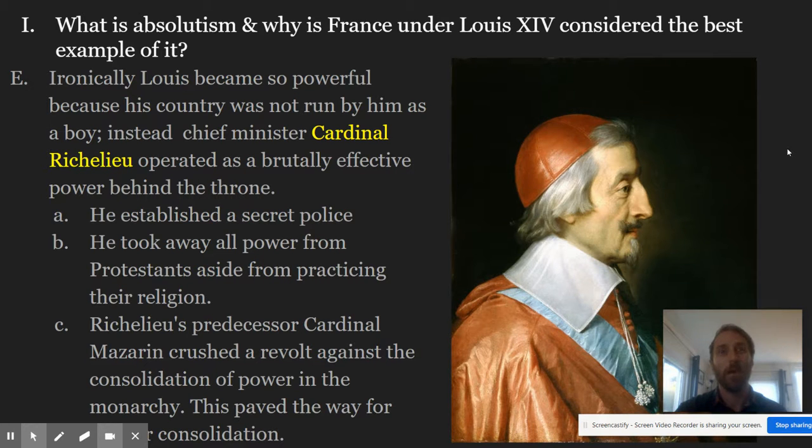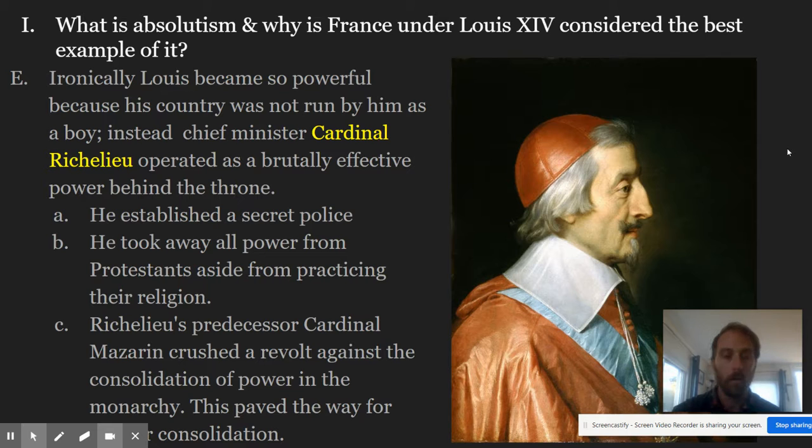Ironically enough, for a country where supposedly the monarch is absolute, King Louis, when he became king after his father died, was a boy. And so he can't operate the apparatus of government in an absolutist state. He's got his chief minister, the Cardinal Richelieu, as a kind of power behind the throne. The Cardinal and his later successor, Mazarin, both worked with Louis and basically set up the state for him to take over completely when he became an adult.